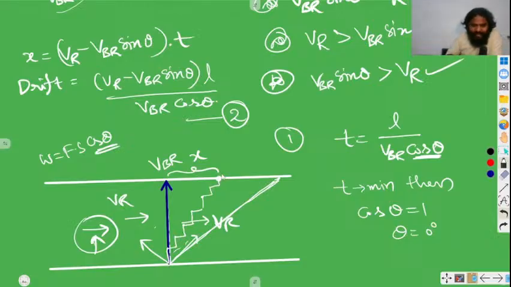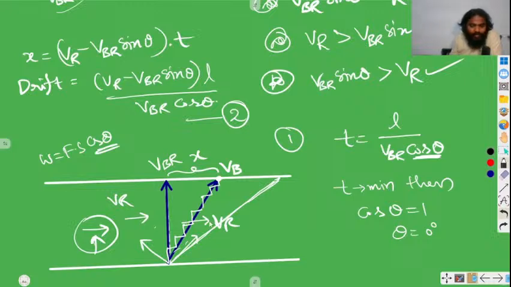Hope it is very clear, right? So if your VBR is always towards the opposite direction, then what is the resultant? The resultant will be from here to here. Clear? So this is the resultant, this yellow one, which is nothing but the velocity of the boat as it appears onto the ground.